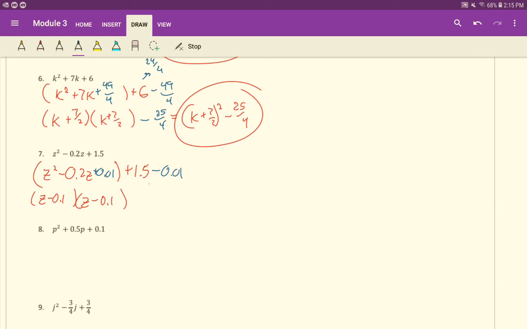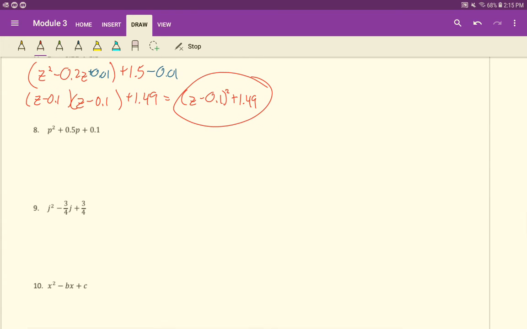Okay, which means when we add these two things together, combining like terms there, we're going to have 1.49. Okay, which then means we'll have z minus 0.1 squared plus 1.49. All right, continuing on here. Again, separating out that 0.1.